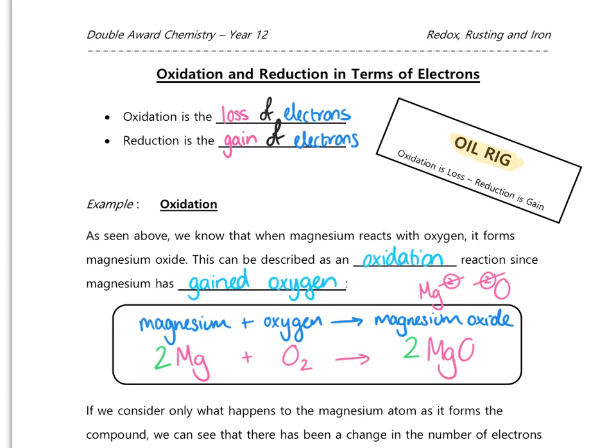So we can see that magnesium has been oxidized because it has gained oxygen. It has gone from Mg to MgO. So we can say that magnesium has been oxidized because it has gained oxygen, and the gain of oxygen is defined as oxidation. But we can also think of this in terms of electrons.